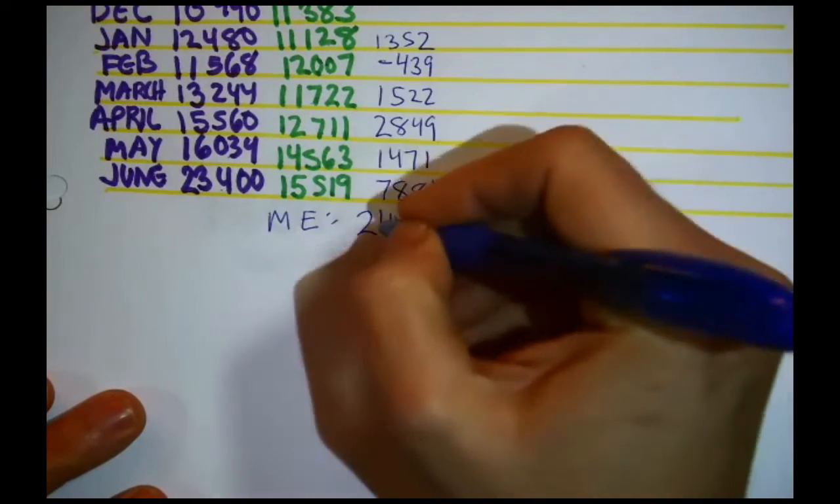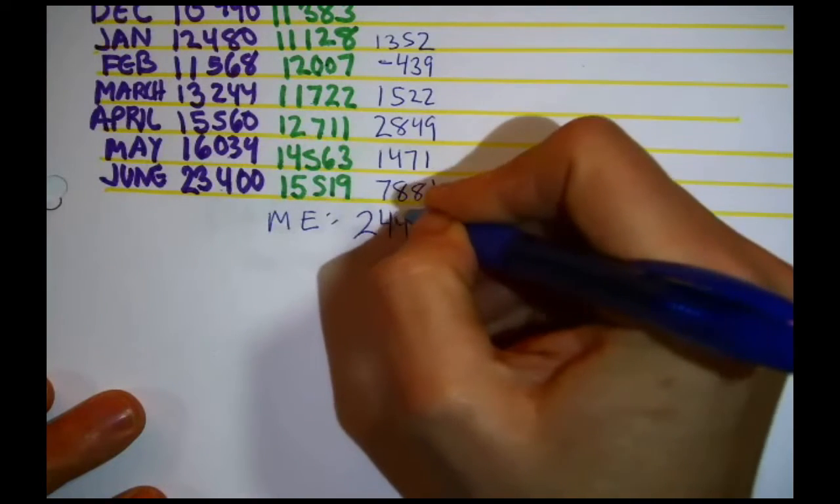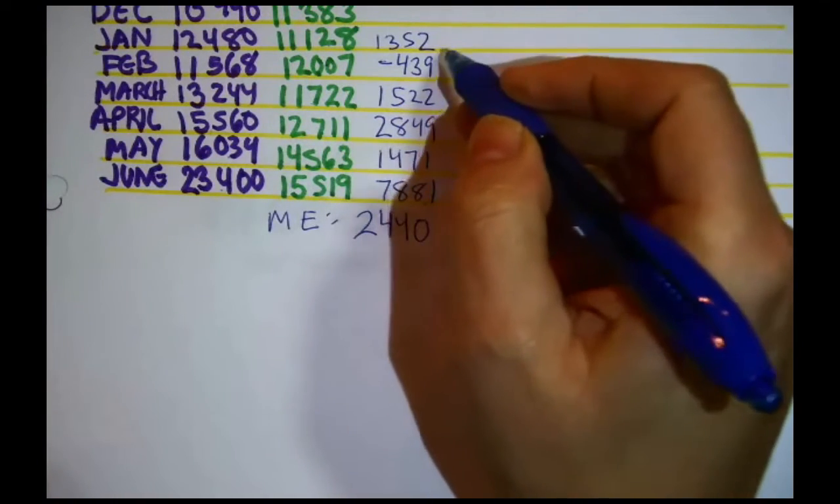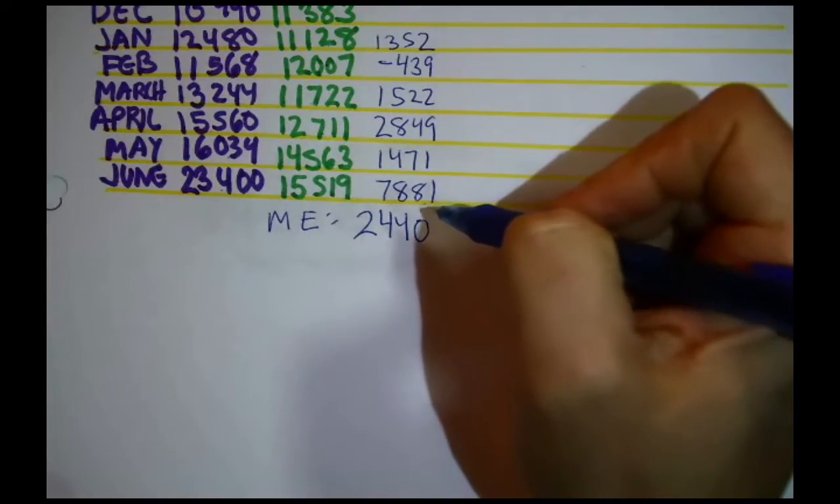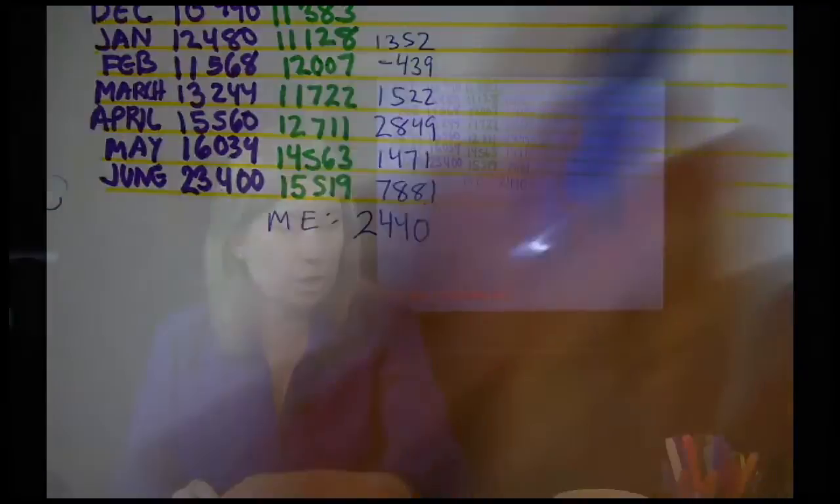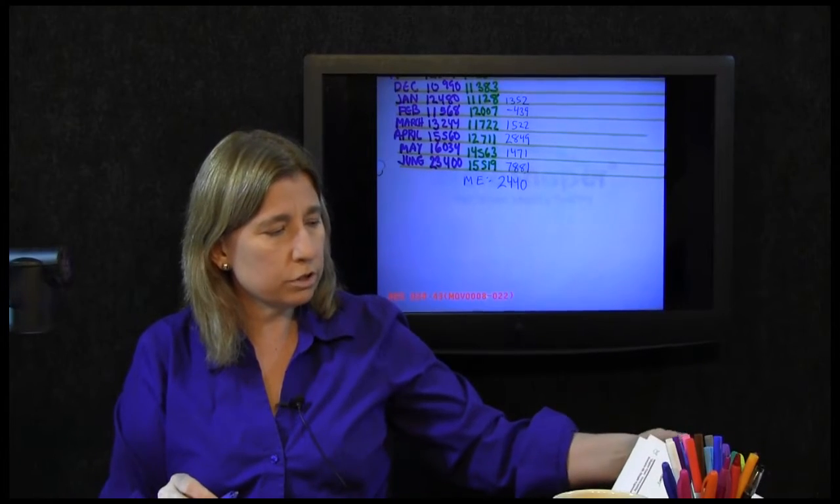I get 2,440 for the mean error here, which, if you want to sneak a look at the last page, is actually a lot smaller than last time. But anyway, let's just go ahead and do all of the measures.